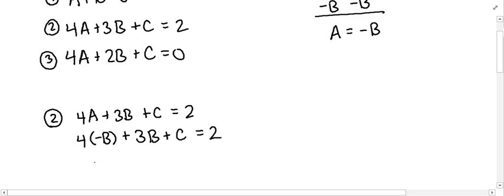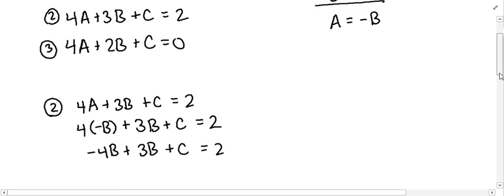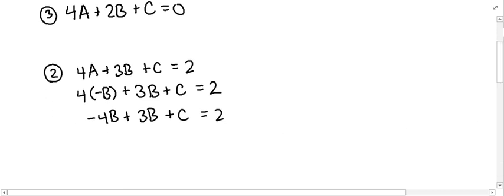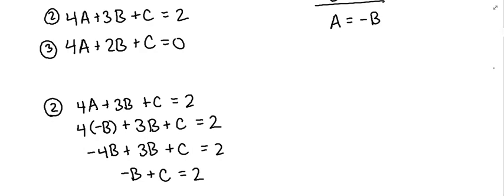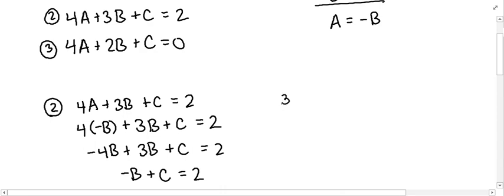If I clean this up, I get negative 4b plus 3b plus c is equal to 2. I can combine the b terms: negative 4b plus 3b is negative b, so negative b plus c is equal to 2. It's getting a little simpler. I just made a substitution, plugging a equals negative b into the second equation. I'm going to do the same thing to the third equation.